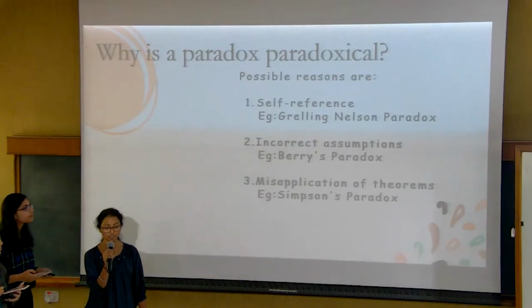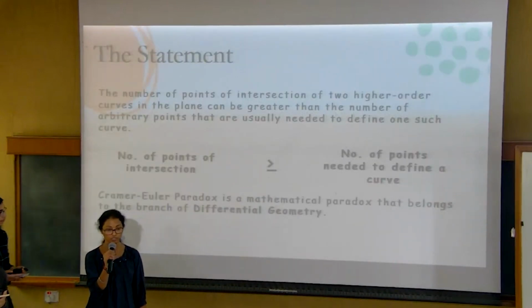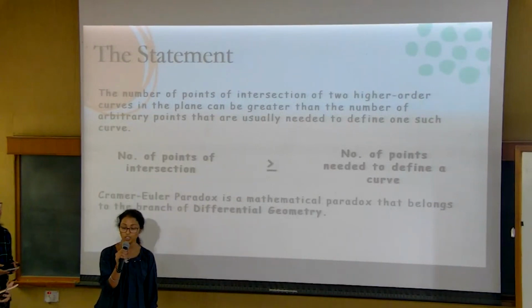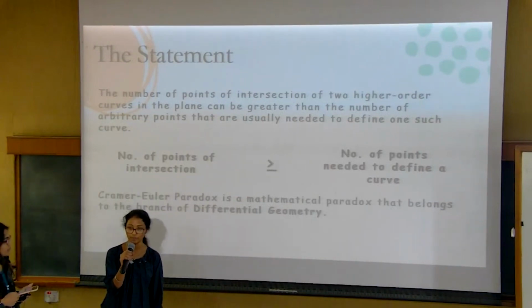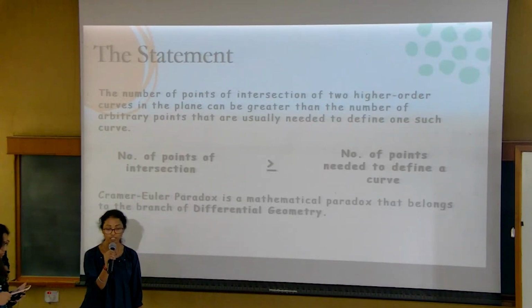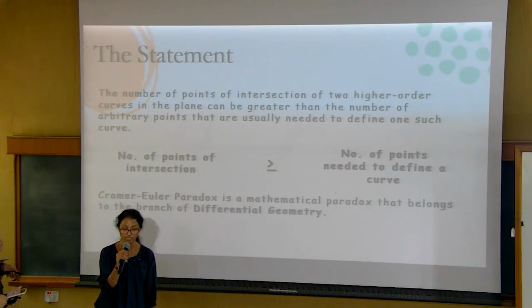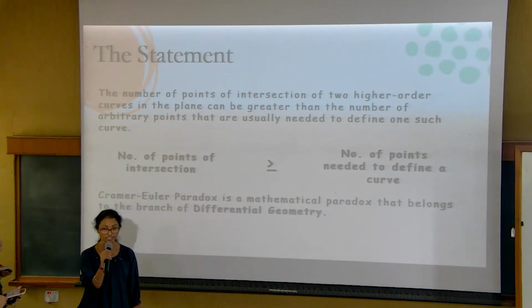Now, let us see what this paradox is. Cramer-Euler paradox is a mathematical paradox that belongs to the branch of differential geometry. It states that the number of points of intersection of two higher order curves in a plane can be greater than the number of arbitrary points that is required to define that curve uniquely.